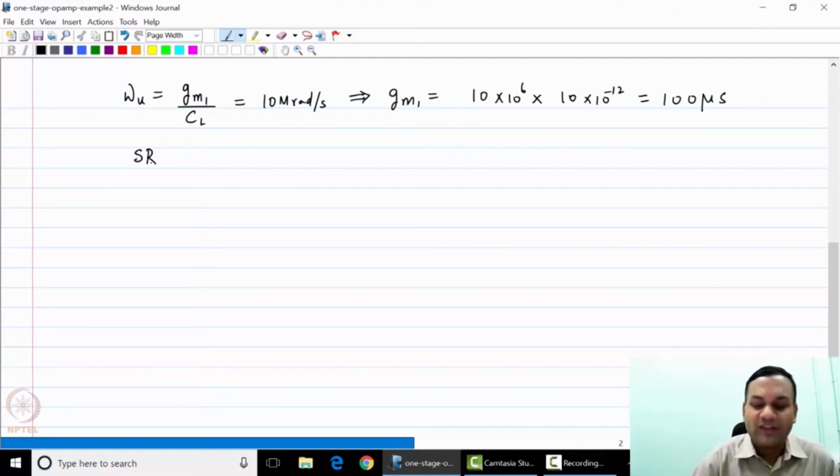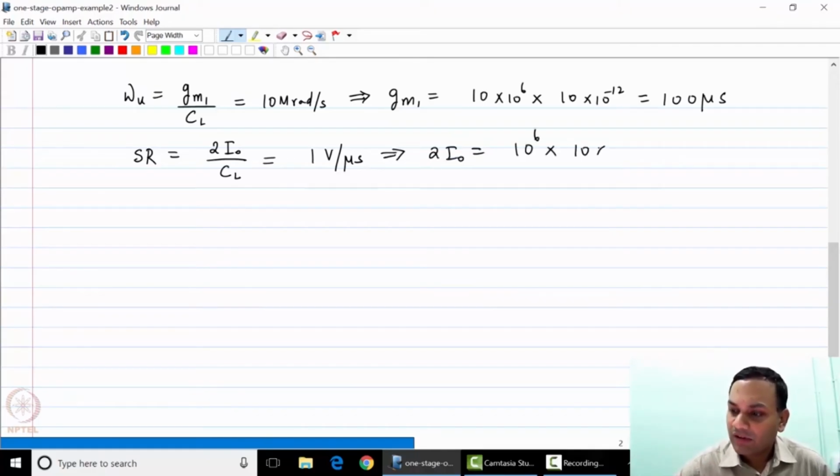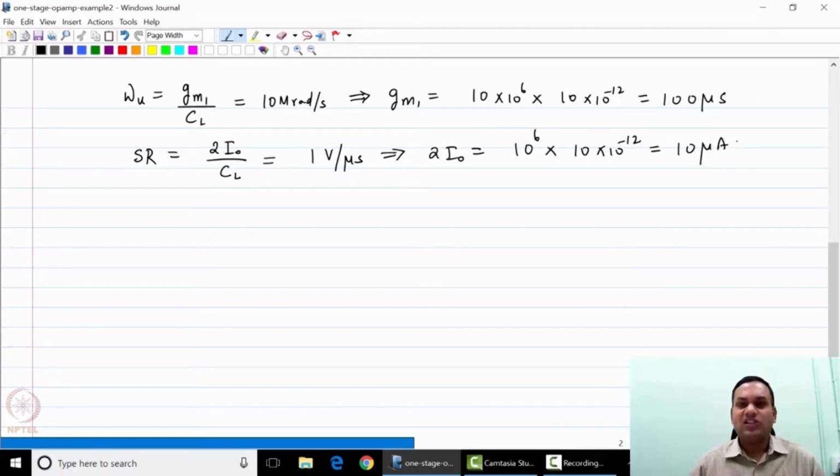Now let us look at the slew rate specification. The slew rate specification depends only on the total bias current, which I'll denote by 2I0 over CL, and this is supposed to be 1 volt per microsecond. So which means 2I0 is 10 power 6 times 10 into 10 power minus 12, or 10 microamperes. This means that each transistor of the input pair has a 5 microamp bias current.